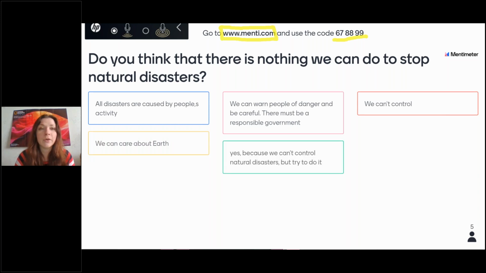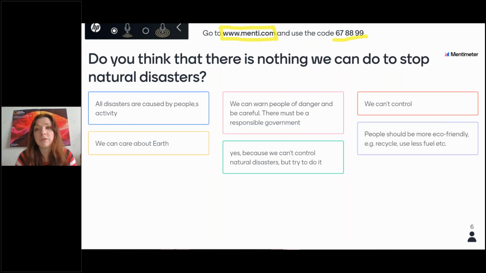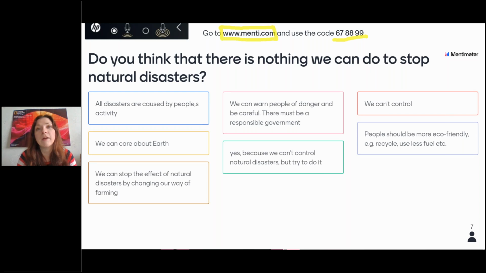We can care about Earth, yes, but in what way? Because we can't control natural disasters, but we try to do it. We can warn people of danger and be careful. Yeah, that must be a responsible government. We can't control, and why? People should be more eco-friendly, recycle, use less fuel. Yeah, yes.